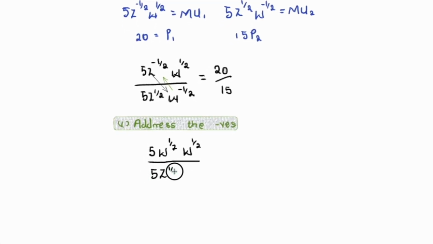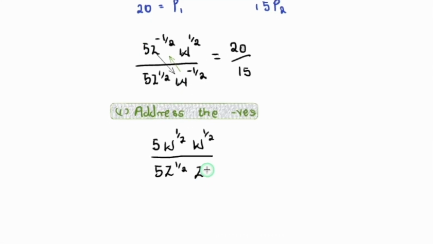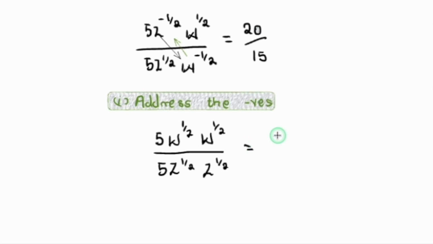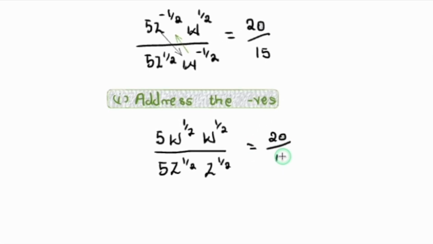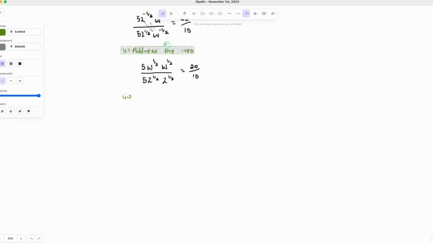Down here, what will it look like? 5z power positive a half. I now move the z down. It also changes the sign and becomes positive. A half is equals to 20 over 15. I have addressed the negative signs. I'm going to proceed, still solving this particular question. These are sub steps in just solving this question.